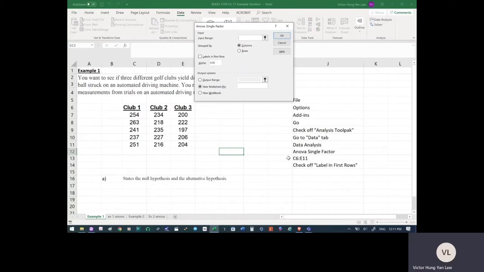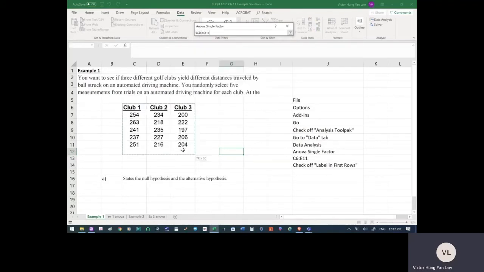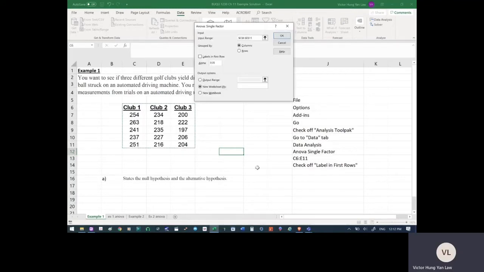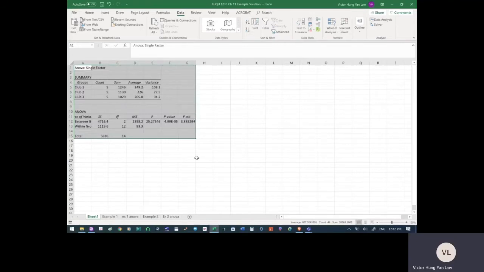Then we highlight the data, C6 to E11, and check off Labels in first row. We check that because when we highlighted the data from C6 all the way to E11, we included the headings, which are club 1, club 2, and club 3. Our alpha is 5%. Once we've done that, we press OK, and Excel will generate the ANOVA analysis table for us.